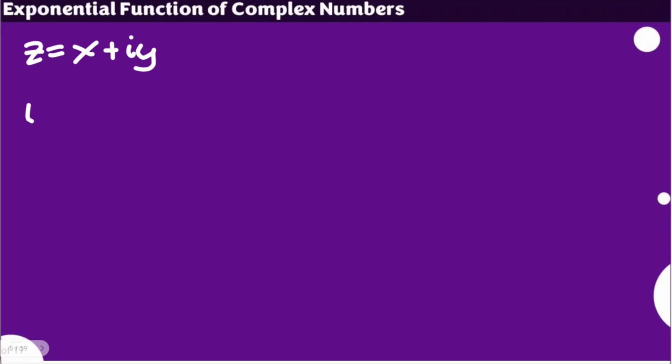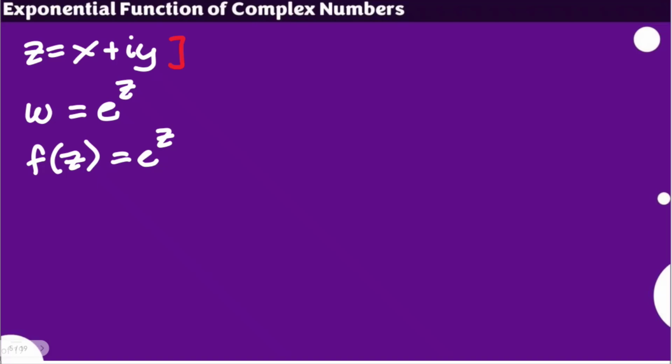If we have here w as an exponential form, let's say it is equal to e to the power of z. So our z is the exponent now. Or of course, you can write it as f of z being equal to e to the power of z. And since our z is expressed in this manner, we can actually write this as e to the power of x plus iy.